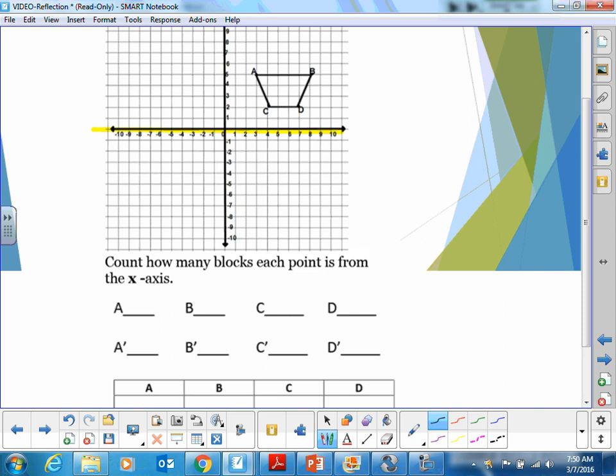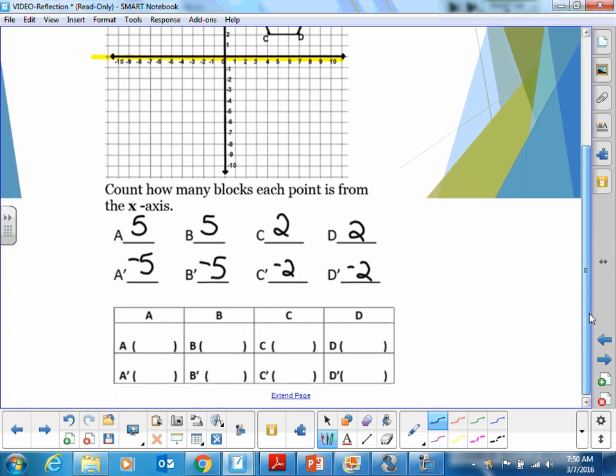So how many blocks is A? 1, 2, 3, 4, 5. So it is a +5 from the x-axis. B is also 5 units from the x-axis. C is, if I go here, 1, 2, 2 units, and D is also 2 units. So now, if I'm going to reflect it over, all I have to do is do the same thing, but in the opposite direction, which means my 5 would be negative on both A and B, and my C would also be negative, and my D would be negative.